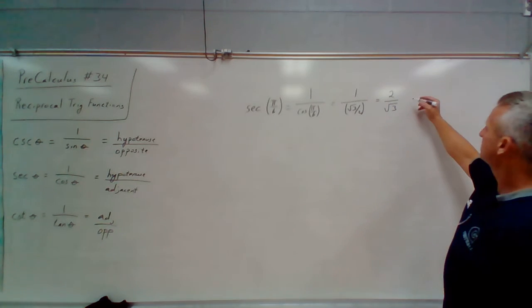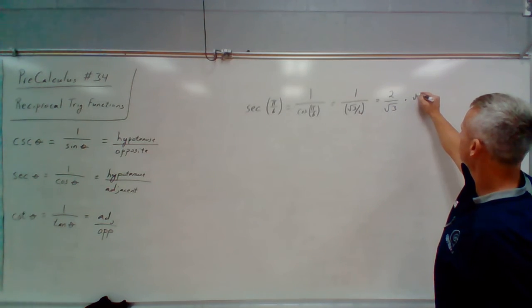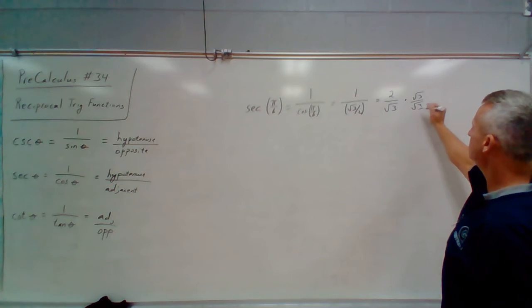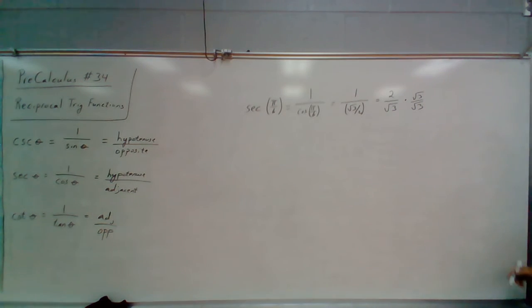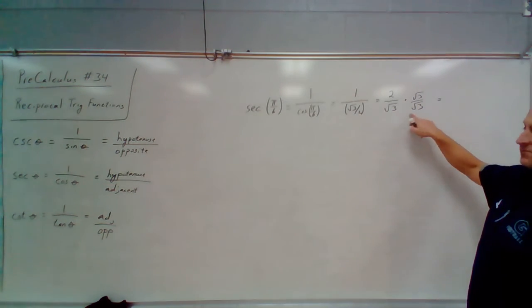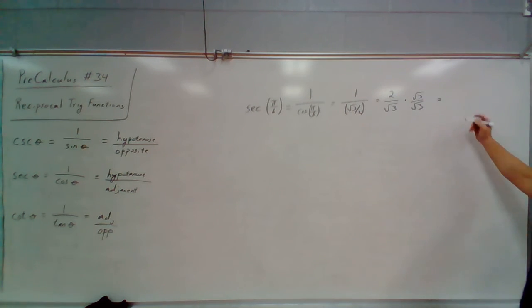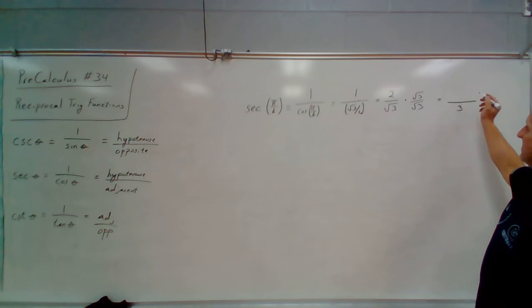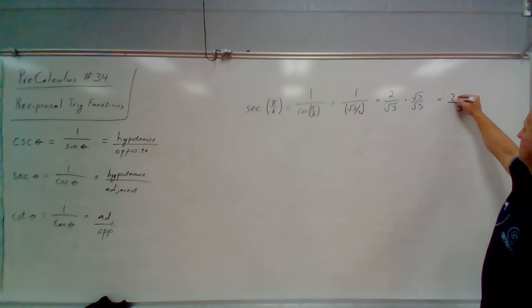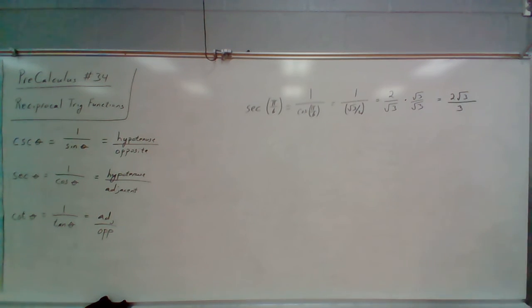We need to rationalize the denominator, so times square root of 3 over square root of 3. Again, I'm just multiplying by 1, so I'm not really changing anything. All I do is rewrite it in a different form with a rational denominator. So that would be a 3, and that would be 2 times the square root of 3.